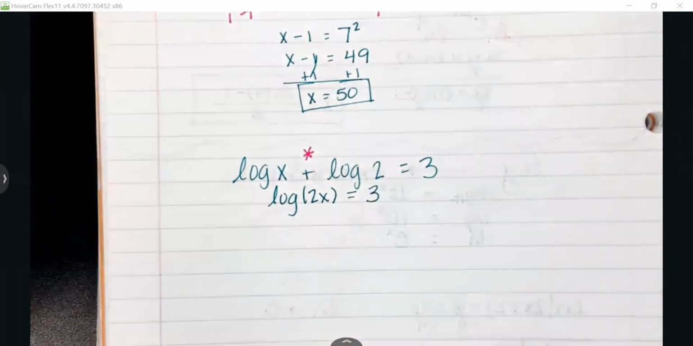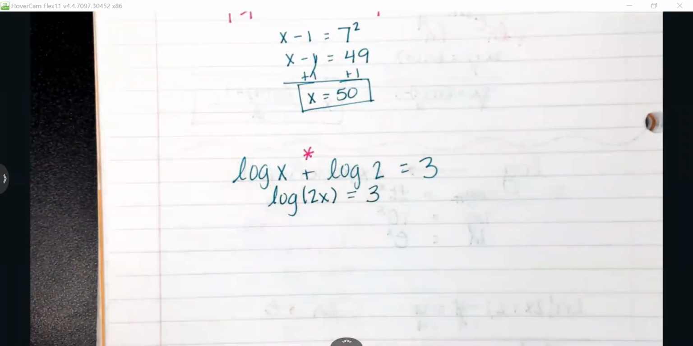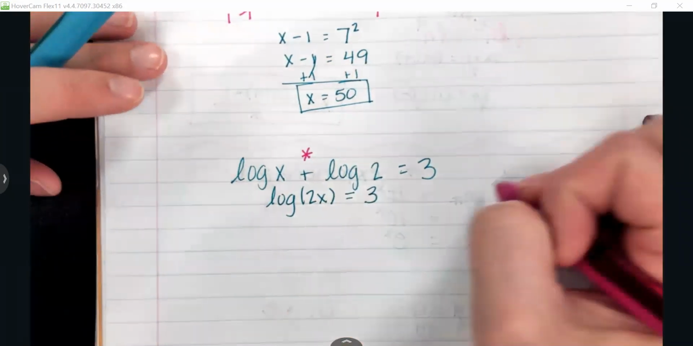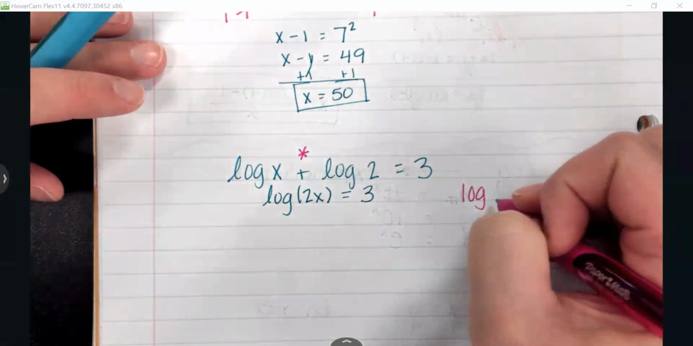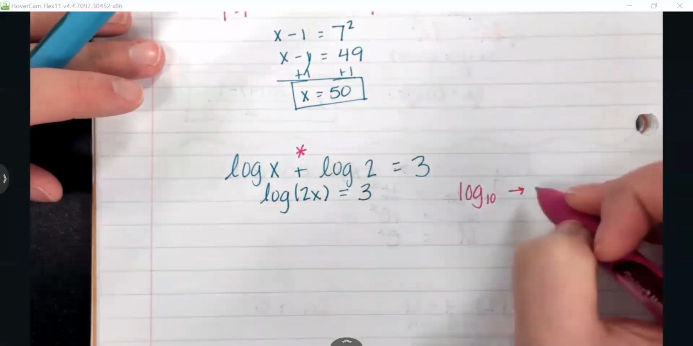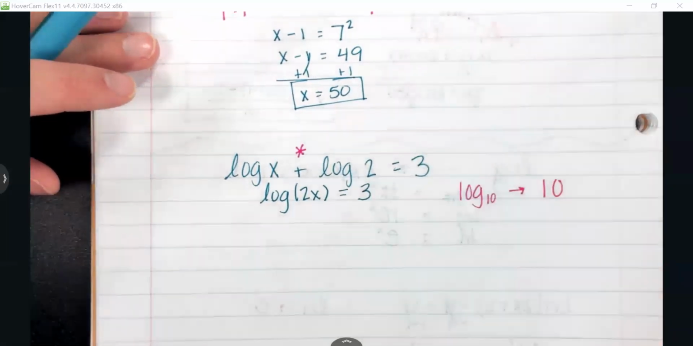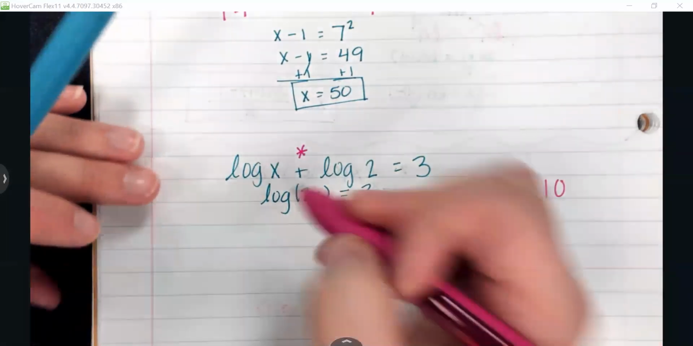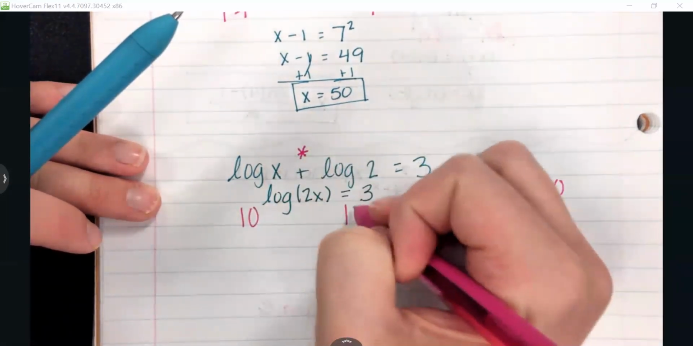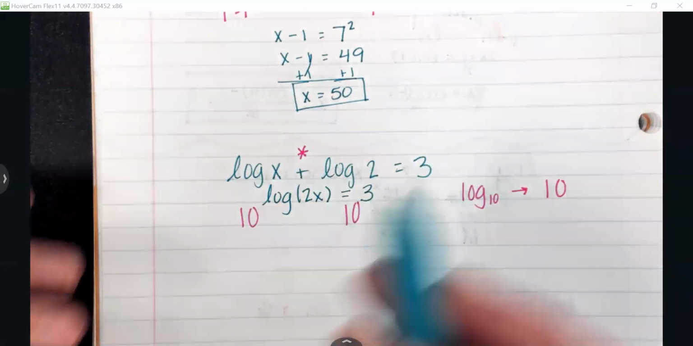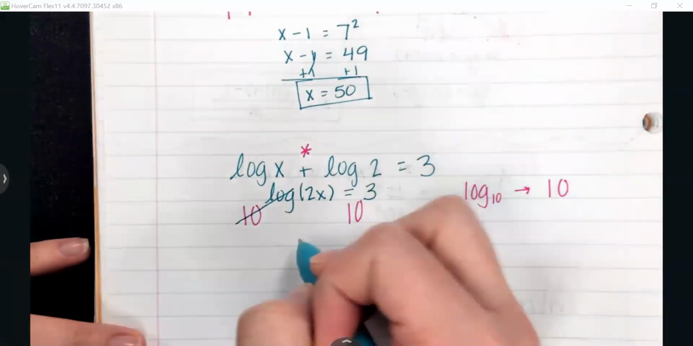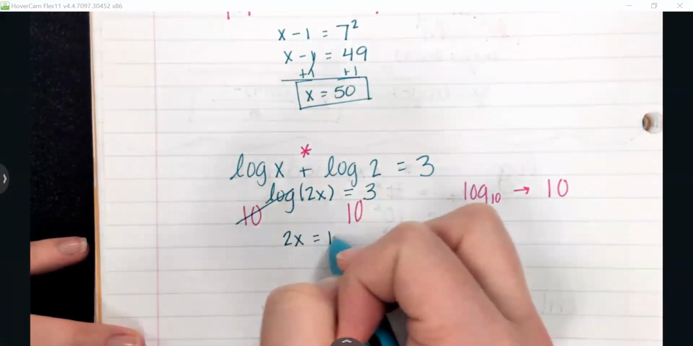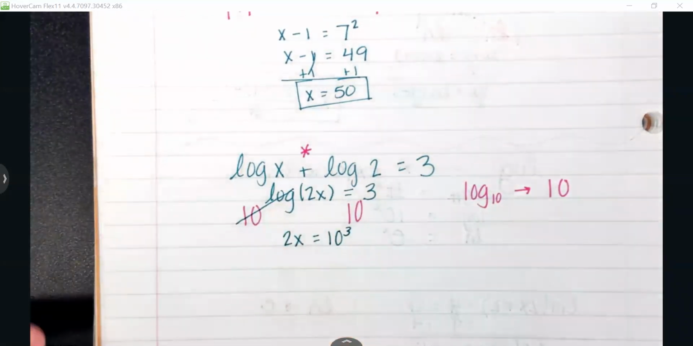Is there anything outside my logs that needs to disappear? No, so then I can go ahead and change it. This log has a base of 10. So when I complete this, it's going to have a big base of 10. So big base 10 on both sides. 10 with a log cancels out to 1. So I have 2x equals 10 to the power of 3.